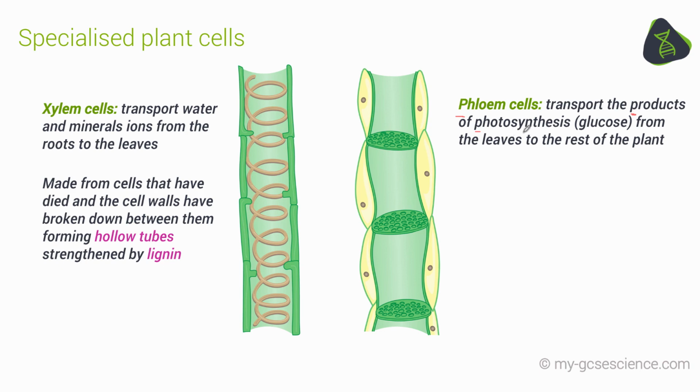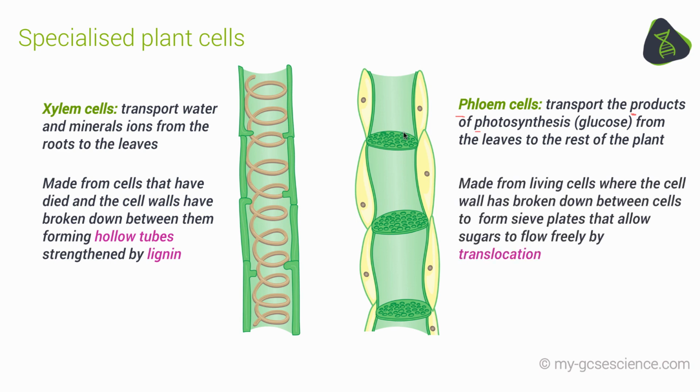And this fuel, once it's been made in the leaves, needs to be transported to the rest of the plant, and it's transported through these phloem cells. Unlike xylem cells, the phloem cells are still living. The cell wall similarly has broken down in the middle but not completely, and it's formed these sieve plates.